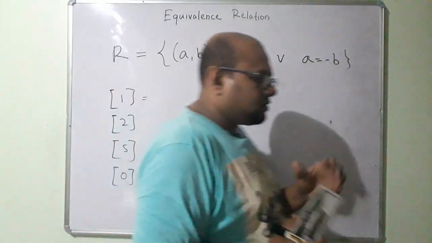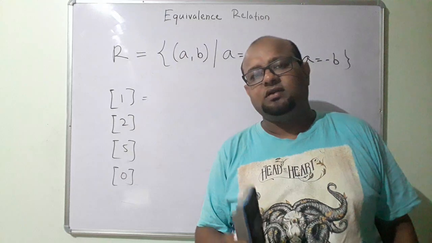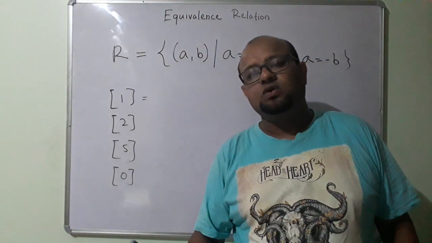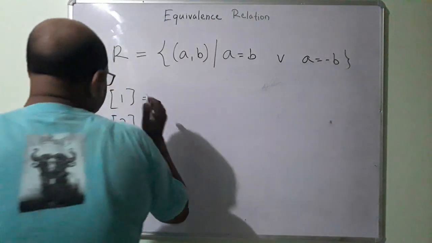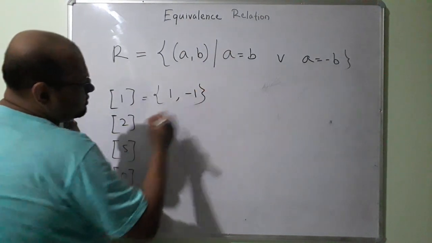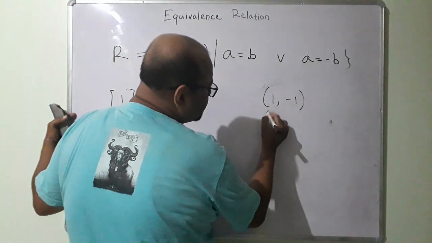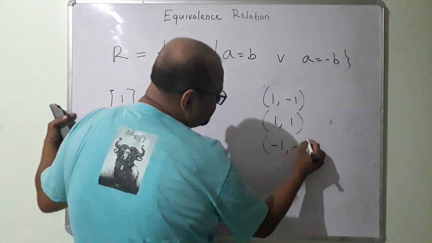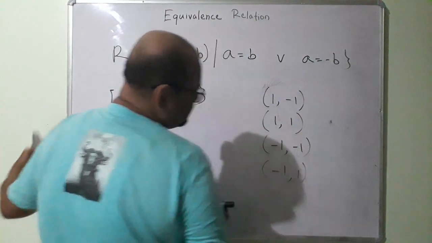Think about it. 1 is related to 1 and 1 is related to -1. -1 is related to -1 and -1 is related to 1. So what are all the elements in this equivalence class? 1 and -1. Okay. Why? 1, 1 belongs to the relation. 1, -1 belongs to the relation. -1, -1 belongs to the relation. -1, 1 belongs to the relation.